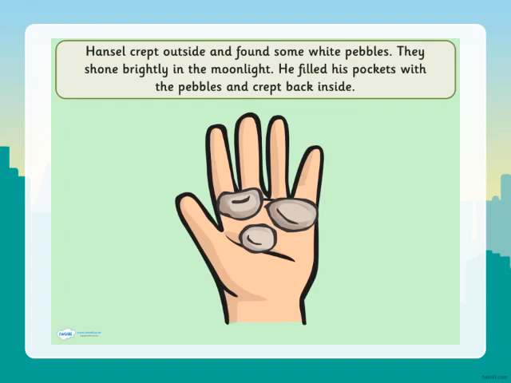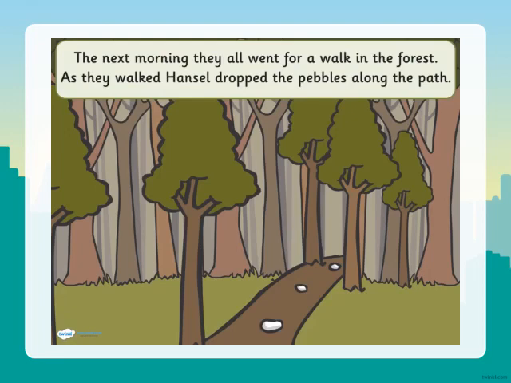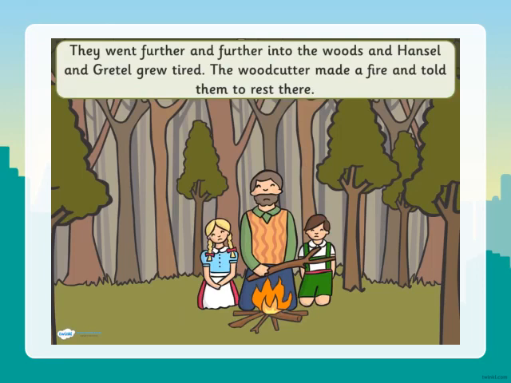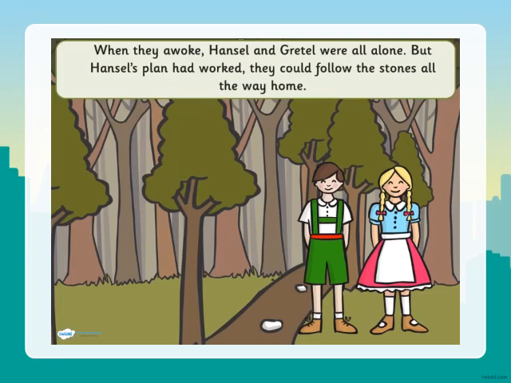Hansel crept outside and found some white pebbles. They shone brightly in the moonlight. He filled his pockets with the pebbles and crept back inside. The next morning they all went for a walk in the forest. As they walked, Hansel dropped the pebbles along the path. They went further and further into the woods, and Hansel and Gretel grew tired. The woodcutter made a fire and told them to rest there. When they awoke, Hansel and Gretel were all alone. But Hansel's plan had worked. They could follow the stones all the way home.